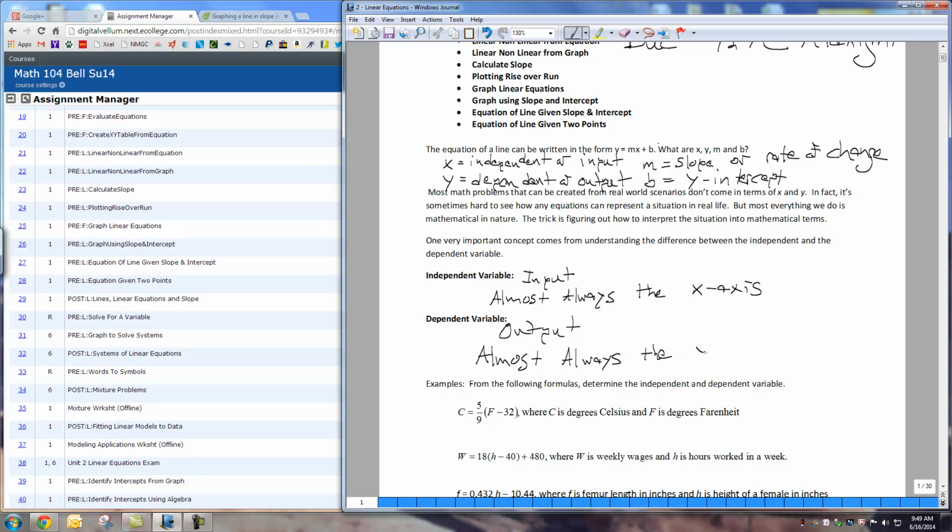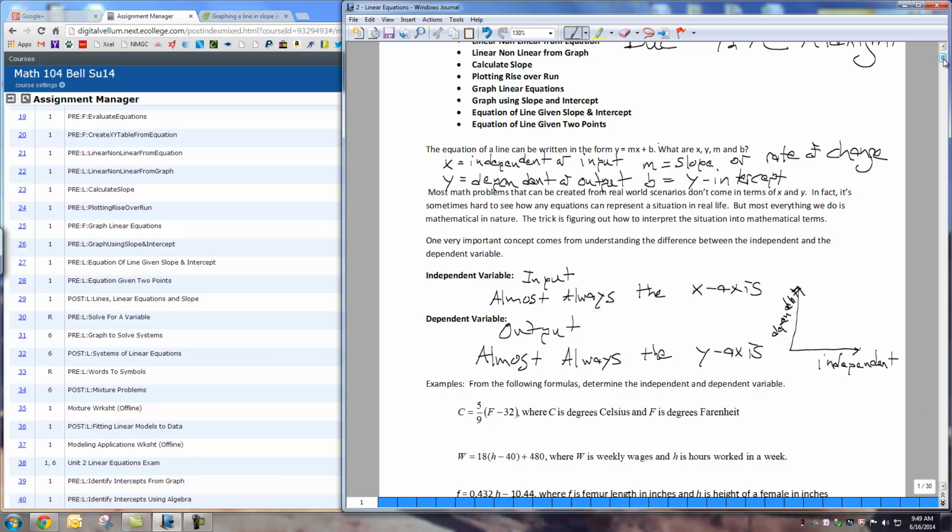Almost always the y-axis. So a good way to think about it, if you're looking at a chart inside a magazine or a newspaper, whatever's at the bottom is going to be your independent variable, and then whatever's on the y-axis is going to be your dependent. Okay? This is the way it's going to work. X and y-axis. So the dependent variable depends on the independent variable. That's why it's called the independent.